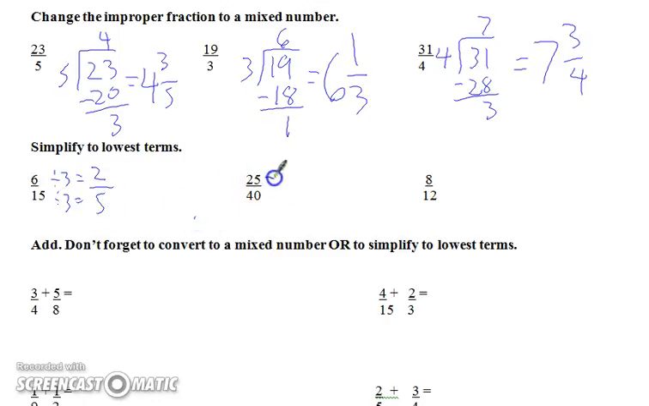Since these end with a 5 and a 0, I know I can divide them both by 5. 25 divided by 5 equals 5. 40 divided by 5 equals 8. So my answer is 5/8.